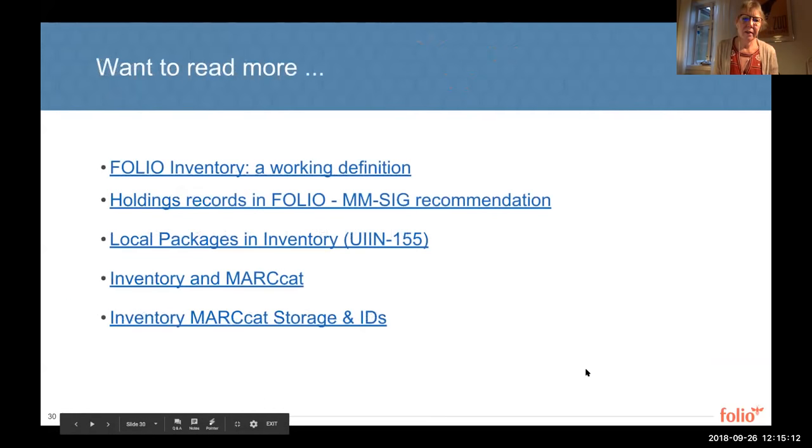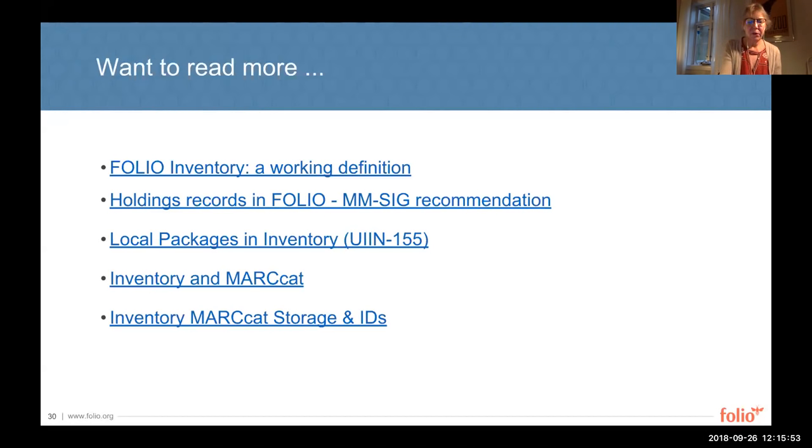Finally, I have collected a list of links to where you can read more. There's the FOLIO inventory working document with the definition Christie showed, but that's kind of the master document for what is FOLIO, what is inventory in FOLIO. There's a document about the holdings record and the idea that we need to have the holdings record in FOLIO format, but also support the MARC 21 holdings format. There's some more reading about the container records, reading about the inventory, and a working document about storage and IDs, UUIDs.